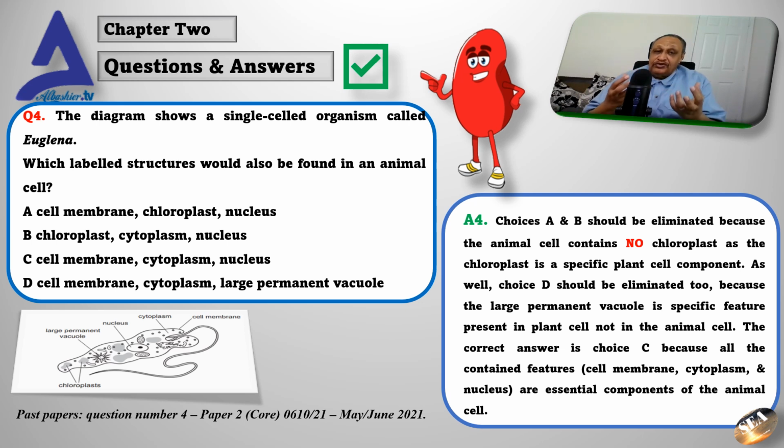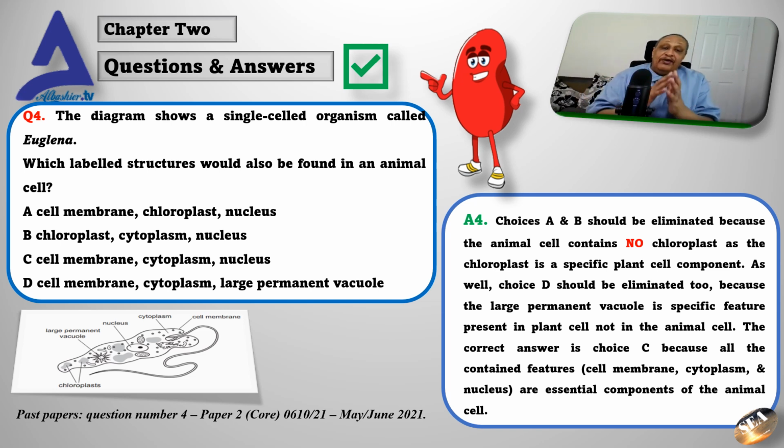So he wants to see how they look. It is a unicellular organism, and he wants you to see if there are any similarities between it, the euglena, and the animal cell. So he put some combinations: cell membrane, chloroplast, nucleus; chloroplast, cytoplasm, nucleus in B; cell membrane, cytoplasm, nucleus; cell membrane, cytoplasm, large permanent vacuole.